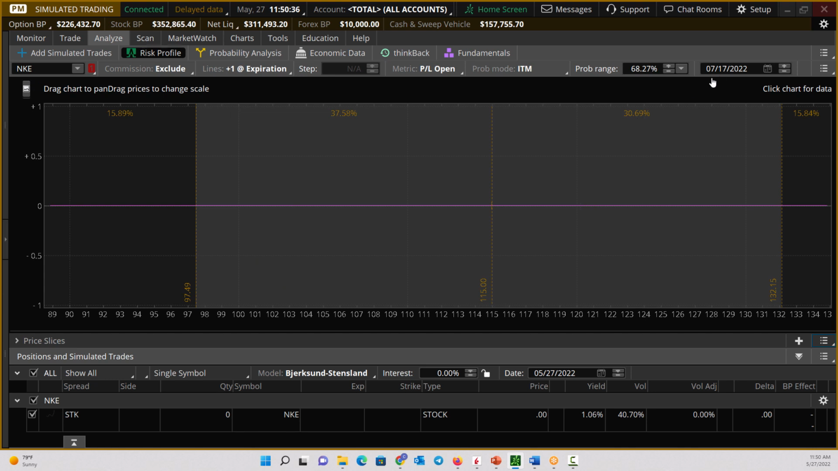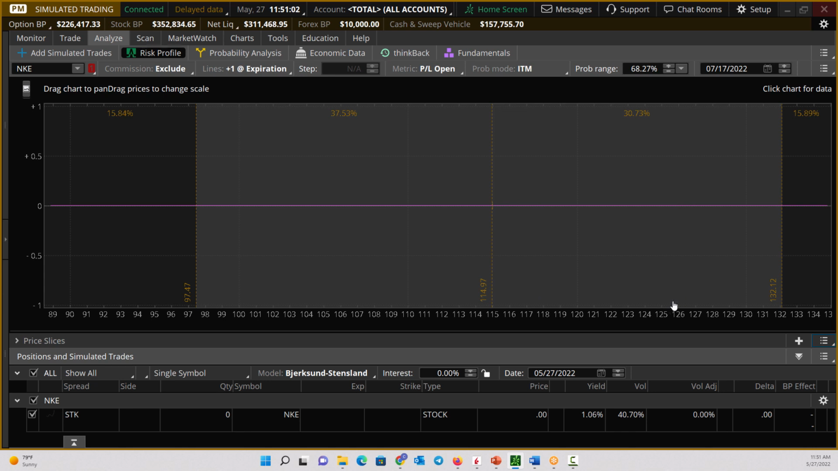Nike between now and July, so a couple of months from now, where's it likely to be? On a normal bullish move, it's going to get up to here. On a normal bearish move, it's going to get down to here, right? So it's very effective in showing us the probability range, and now we can build a better strategy that's backed by statistics.